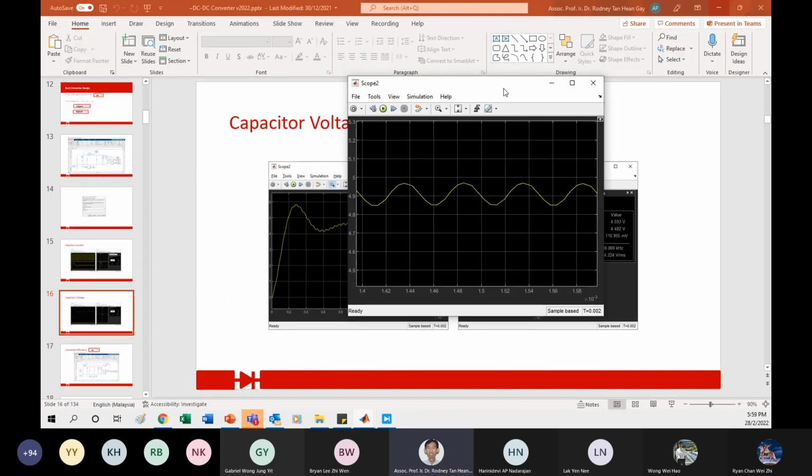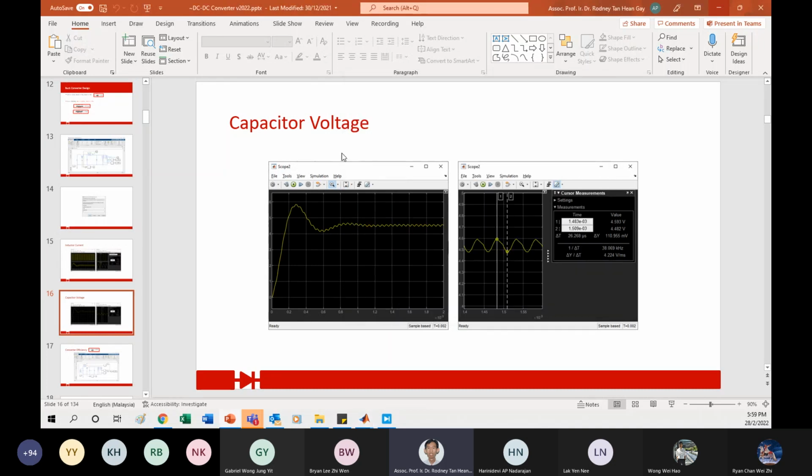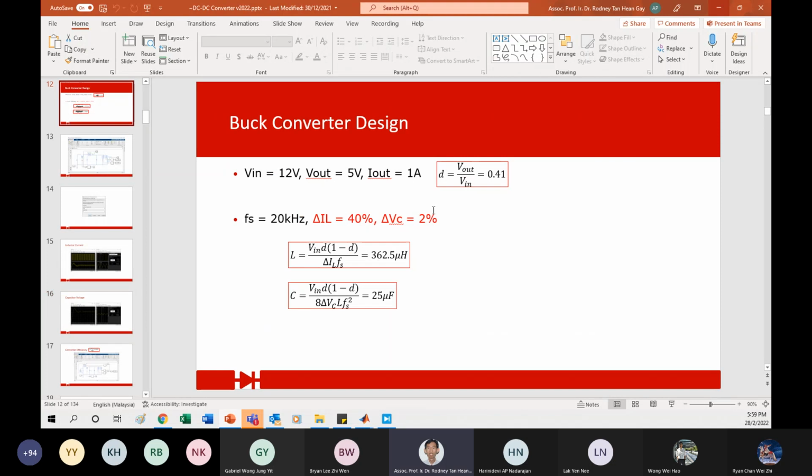The only thing we can do is reduce the magnitude, by maybe changing the design, changing the filter design. Maybe you want it to be less than 1% here. Then you may need to have a higher capacitor value. So it's quite normal, not to worry. Then you will get a much smoother DC output. So that is the basic idea of the buck converter design.